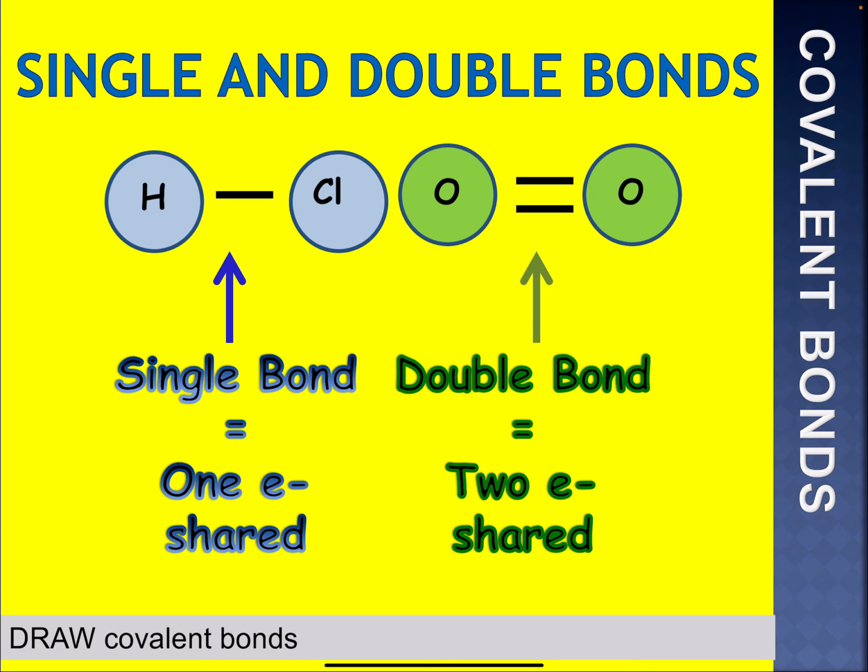Here you go. You can see that. So hydrogen and chlorine make hydrochloric acid, and that is a single covalent bond. So 1 electron each, one from hydrogen, 1 from chlorine, and they're sharing 2 electrons. Here, double bond. So oxygen, 2 electrons from this oxygen, 2 electrons from this oxygen, total 4 electrons, which is a double bond.